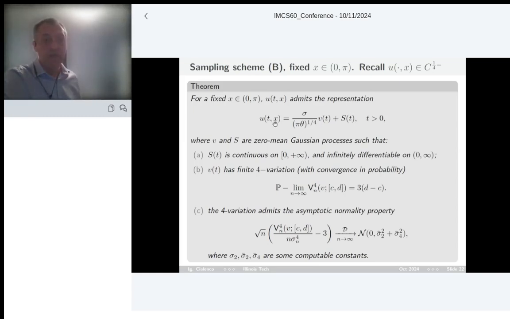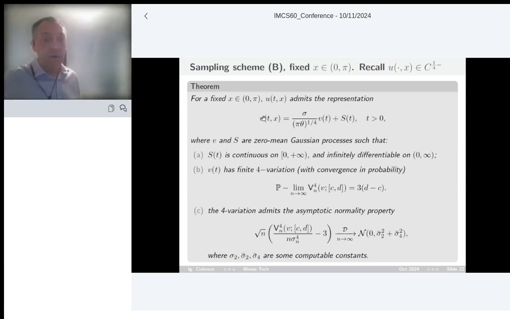And it turns out that indeed it can be proved that the solution U as a function of time for a fixed x can be represented as again a coefficient, and again this coefficient has exactly the parameters that I need, times a process V that has finite fourth variation. The fourth variation is computable, it's 3D minus C, plus something infinitely small. And for this variation, we also have a central limit theorem. Now, this proof is not as simple as using the law of expansion. The proof is semi-constructive. Then we use elements of Malliavin calculus to show all the convergence rates. Then the so-called fourth moment theorem. So it's quite involved, but it's possible to prove.